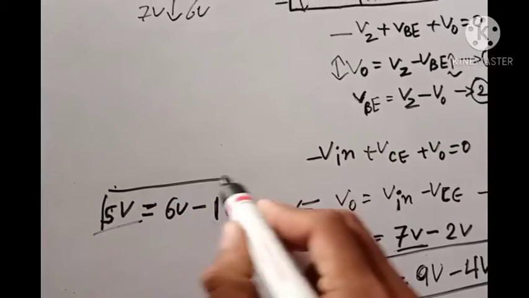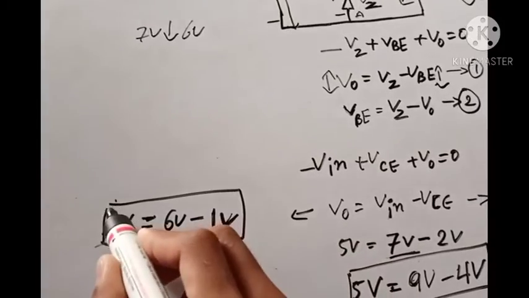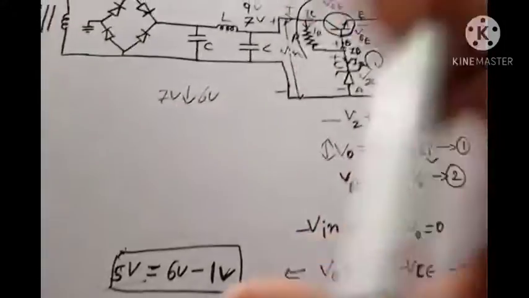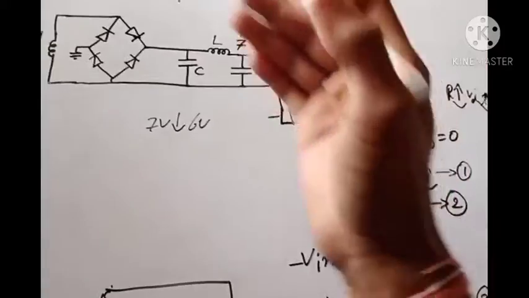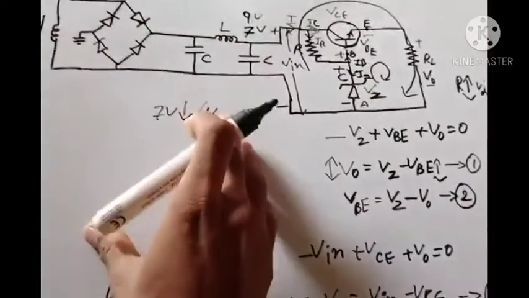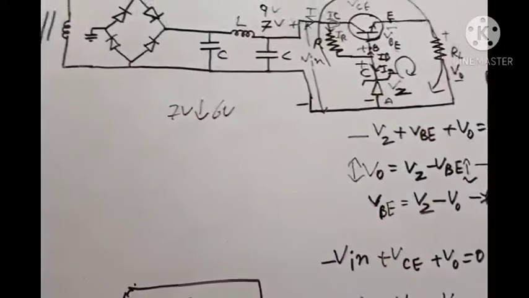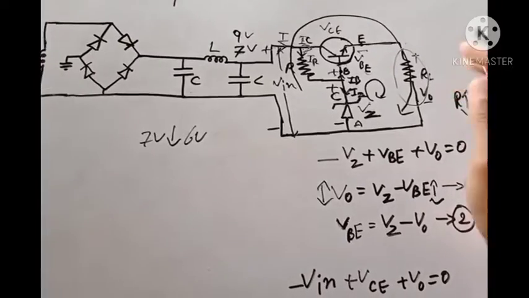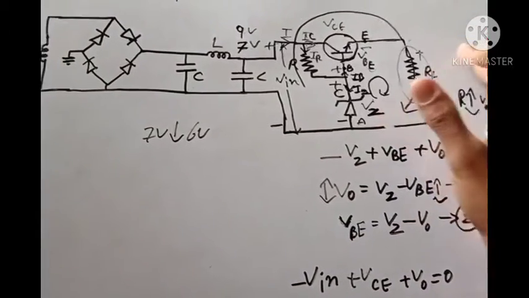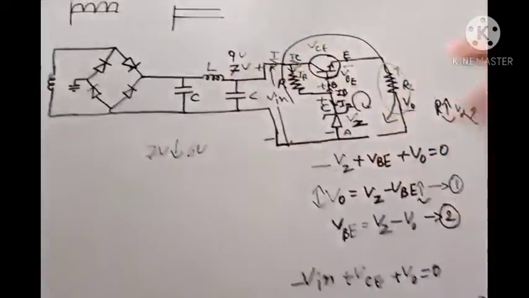In this way, the regulator circuit maintains the output voltage even though the input varies. The output voltage will be transferred to the load. In this way, the regulator power supply works.